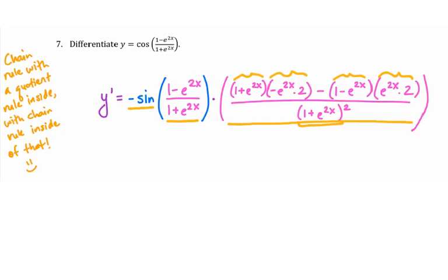Give me some feedback, but we'll go ahead and move into the integration side of exponential functions.